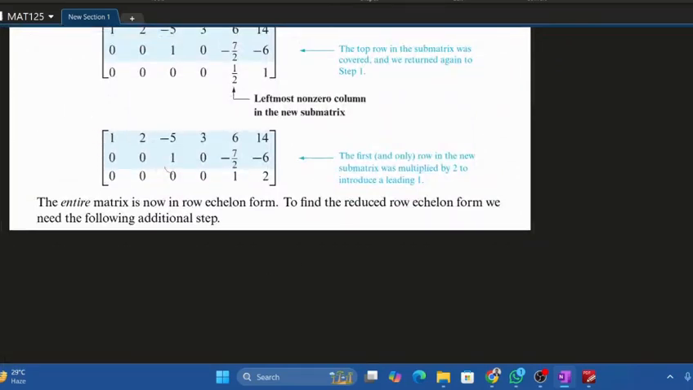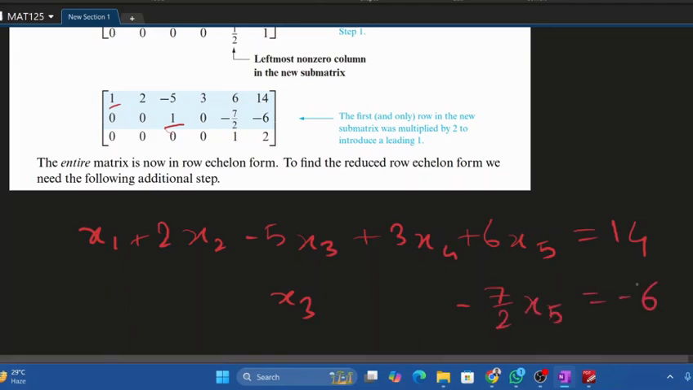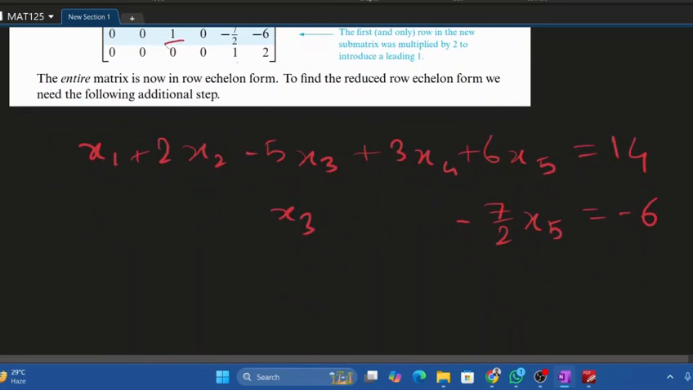In this case most of these are zeros and ones. So let's do this. The first one is 1, so x1 plus 2x2 minus 5x3 plus 3x4 plus 6x5 equal to 14, right? The first row is done. Then the second equation will be all 0, and the third one is 1, so x3, 0, and then the fourth one will be minus 7 by 2 x5, equal to minus 6. And then the third one is all 0, the last one will be 1, so x5 equal to 2.